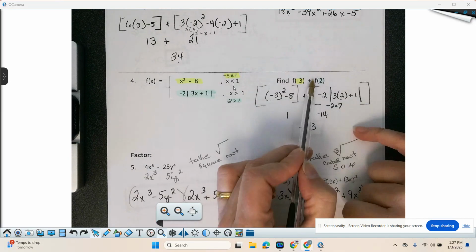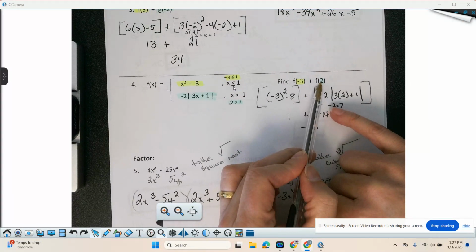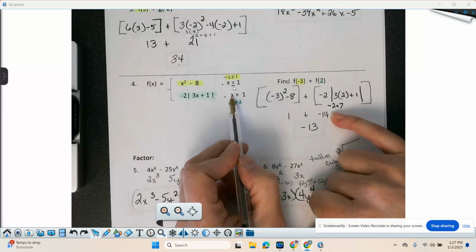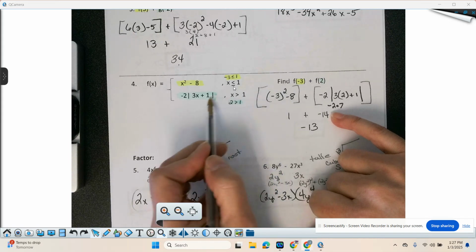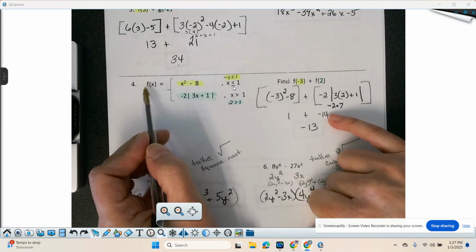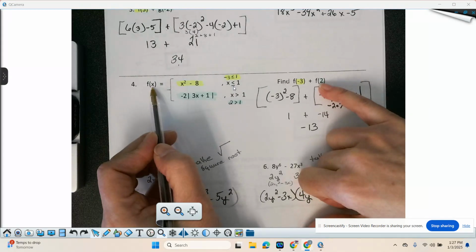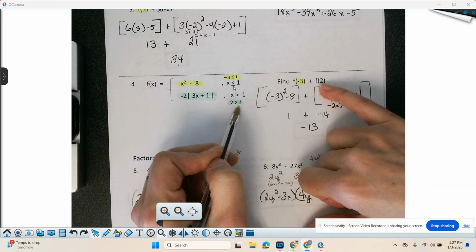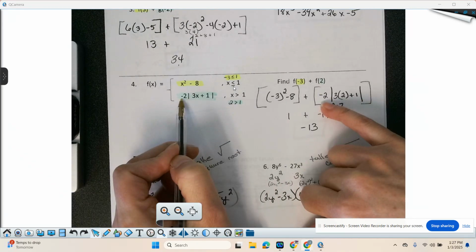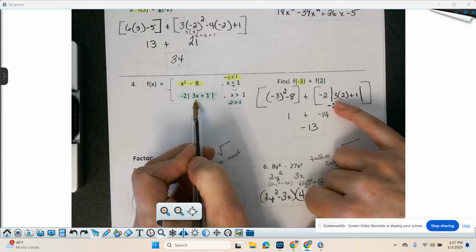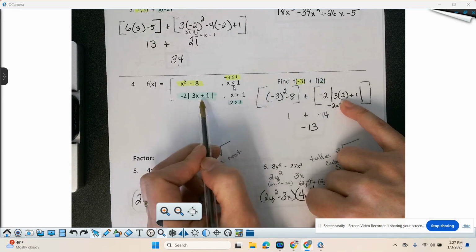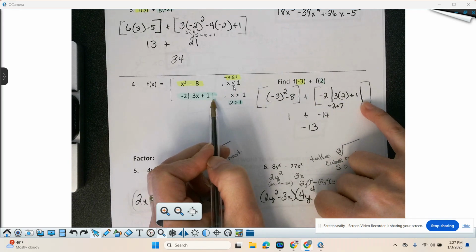It says plus, now f of 2. Is 2 less than 1? No, then we're not going to use that equation. Is 2 greater than 1? Yes, we're going to use this equation. So f of 2 is going to equal this because 2 is greater than 1. So I'm going to use this negative 2, absolute value, 3 times that x, remember your x is 2, plus 1, close your absolute values, and now we're set up and we can work this.